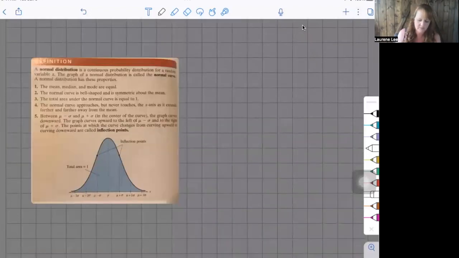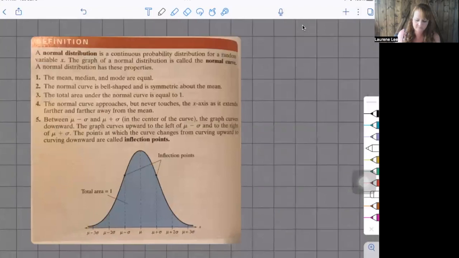So here are some properties of a normal distribution. It's continuous, you can see right here. And it has these properties. The mean, median, and mode are all equal, and they're all in the middle. They're all this middle value. You can see here that it's labeled with our mu, which is the mean for our population.